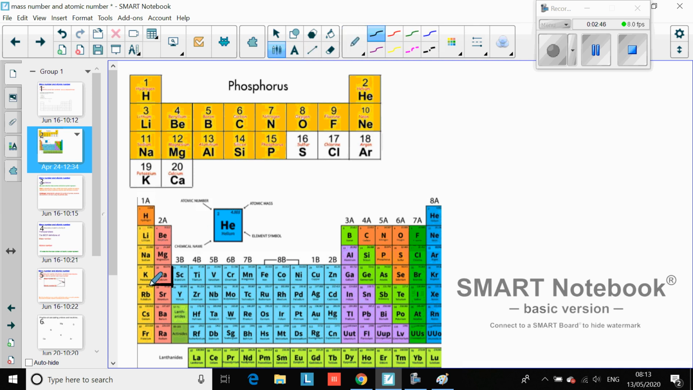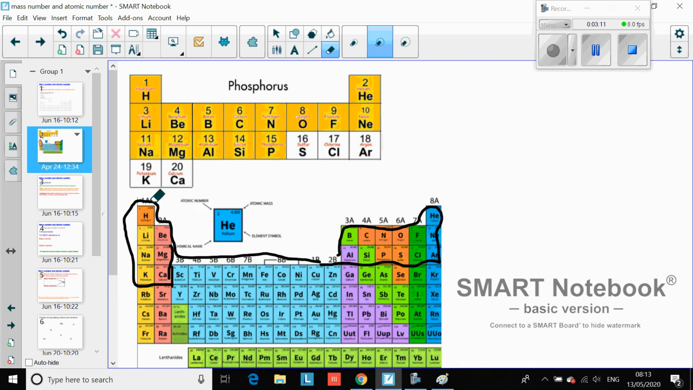So draw a bit of a loop around them, up to about there, like that, and then these ones as well. Those are your first 20 elements, ending with calcium.